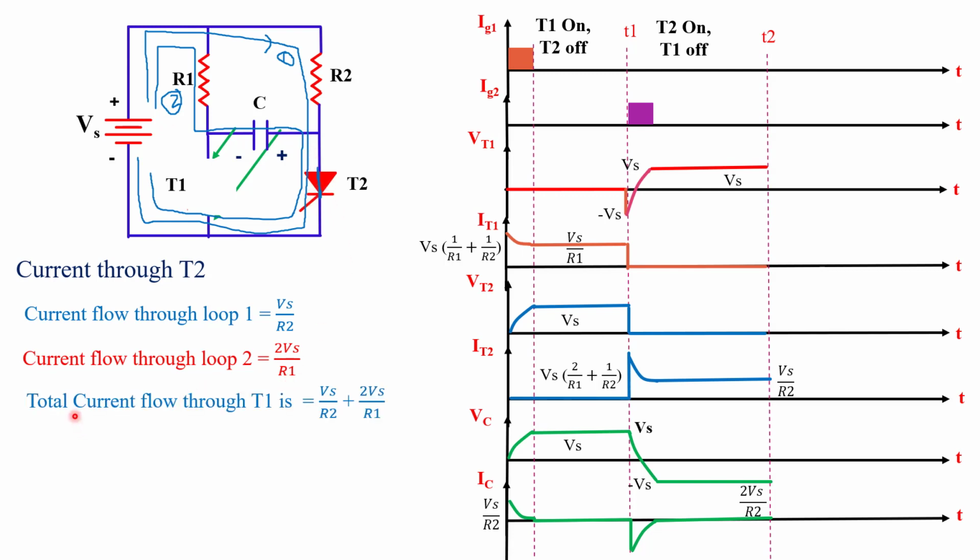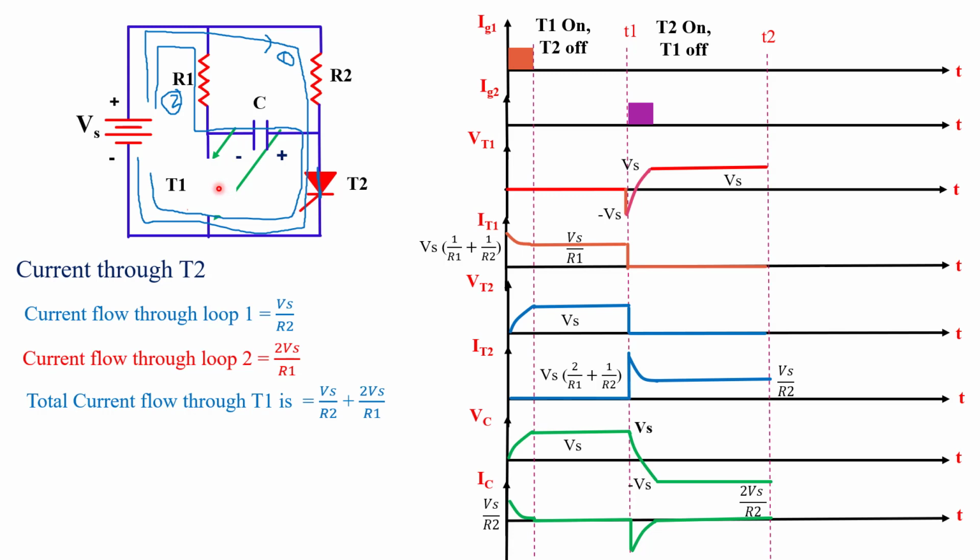So initially the total current flowing through the T2 thyristor is Vs by R2 from loop 1 and 2 Vs by R1 from loop 2. Now we start drawing the waveform. At time instant t1, we apply a gate triggering pulse to thyristor T2. T2 gets turned on and behaves like a closed switch. This time T1 is turned off due to the polarity of the capacitor. When T2 gets turned on, the voltage across T2 is 0.